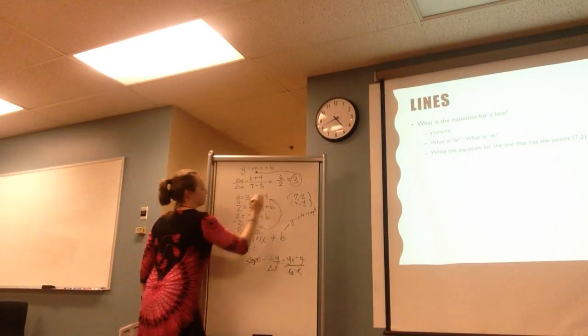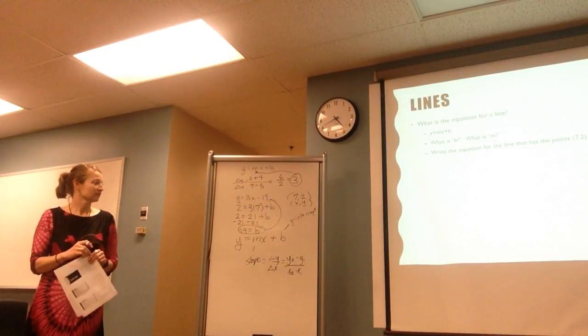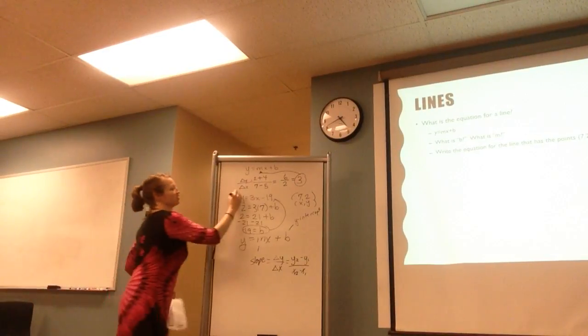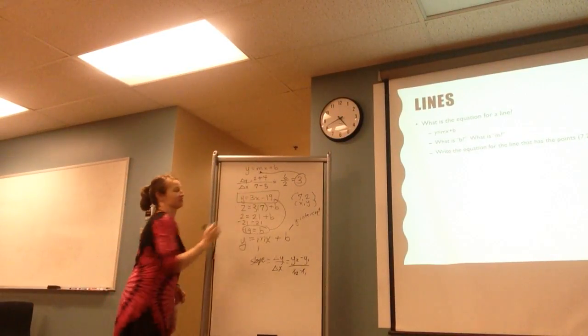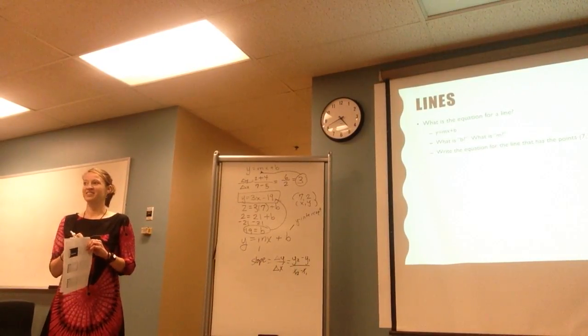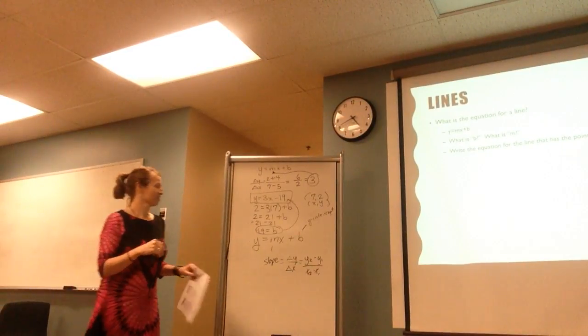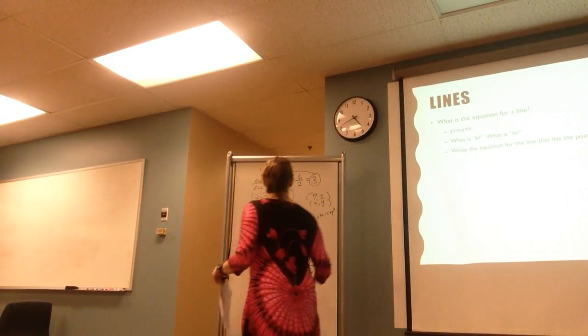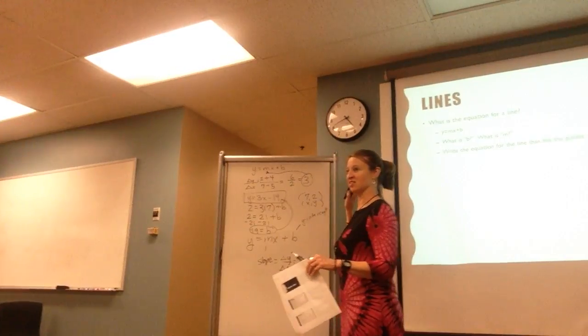3x minus 19. So this is the equation for that line. Does that make sense? Do you guys want to try it again? I think I've done this before, but now I'm confused. Okay, I'm going to erase all this. Can I erase all this?